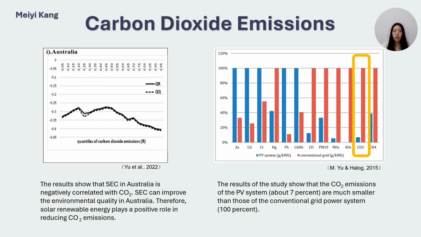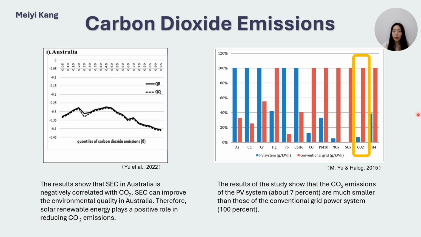In order to verify that the solar system can achieve carbon positivity, Yu and other researchers studied and analyzed the impact of solar energy consumption on CO2 in 10 countries. The results show that solar energy consumption in Australia is negatively correlated with CO2. That means SEC can improve the environmental quality in Australia.